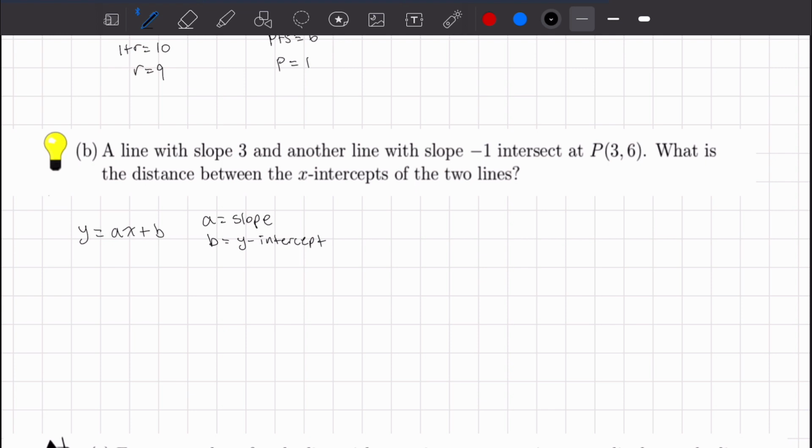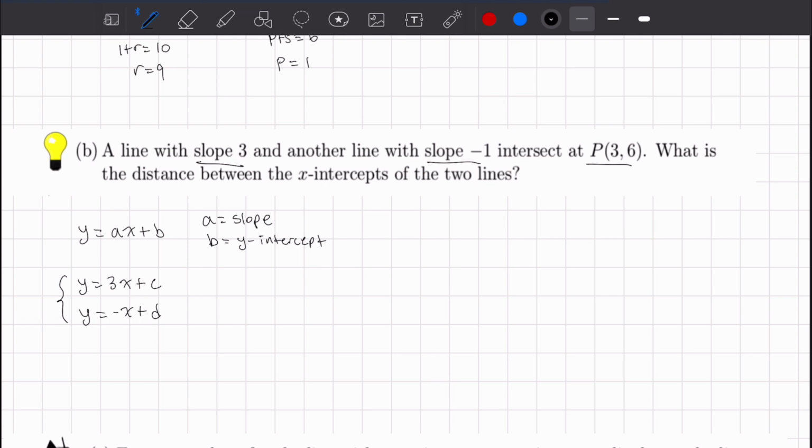And they're giving two lines, with slope 3 and slope -1. So these two lines would be y equals 3x plus c, and y equals -x plus d, since we don't know the y-intercept of each line. With these two lines, it's intersecting at (3, 6). So what this is saying is that each of these lines goes through (3, 6).